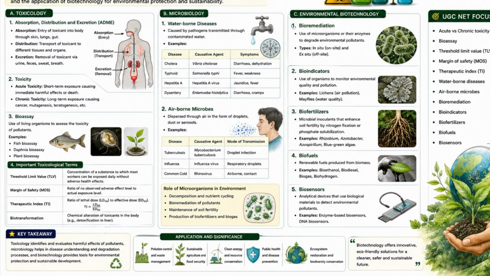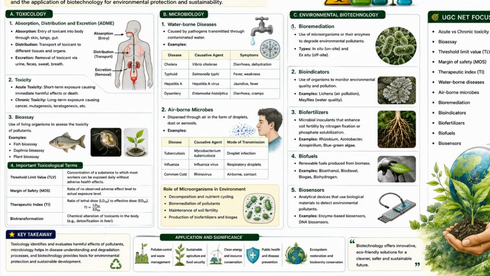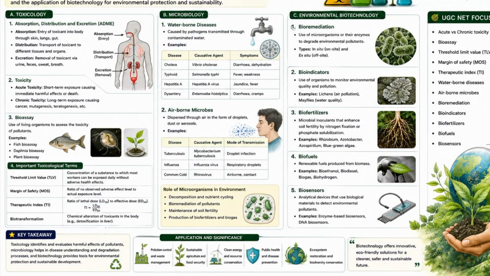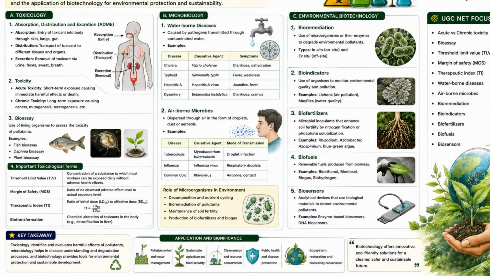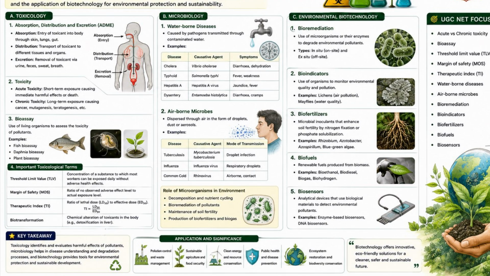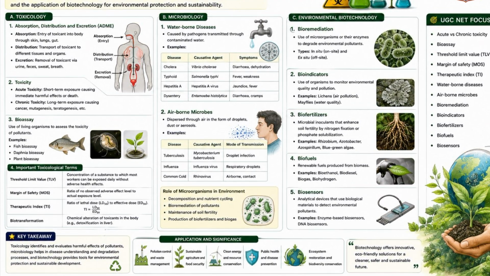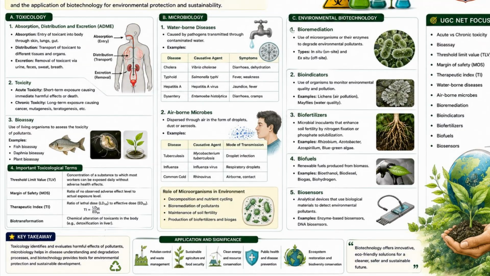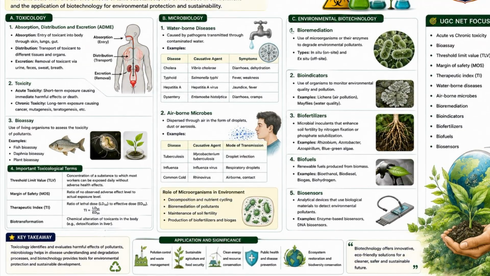Another important concept in toxicology is bioassay. A bioassay is a method used to determine the toxicity of pollutants by observing their effects on living organisms. Fish bioassays, Daphnia bioassays, and plant bioassays are commonly employed in environmental monitoring. Several toxicological parameters are important from the UGC NET perspective.